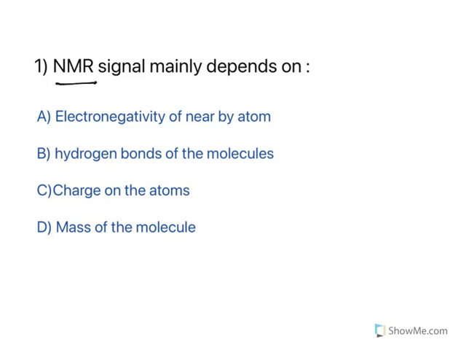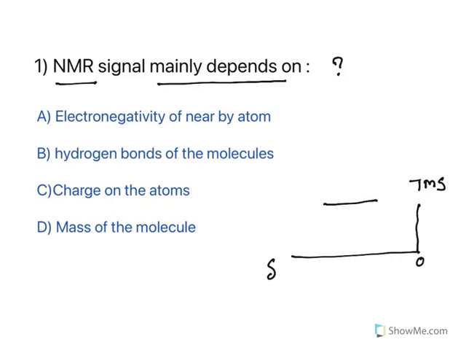Now, NMR signal mainly depends on what? If you remember, the NMR spectrum has a delta scale on which the reference sample is tetramethylsilane, which is given as 0 value. The protons which are highly shielded will come upfield, and you will get signals according to different kinds of protons. And these signals mainly depend upon the electronic environment surrounding these protons.